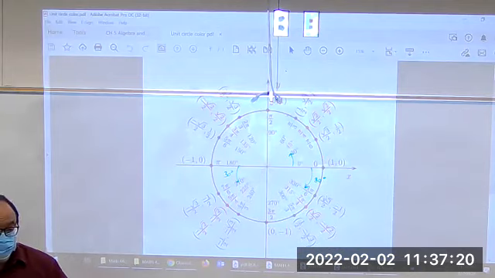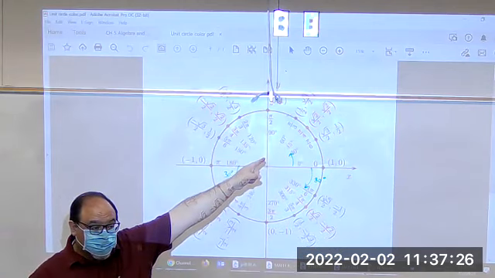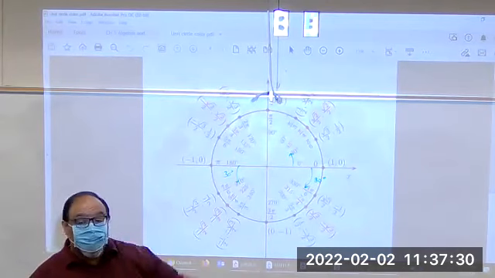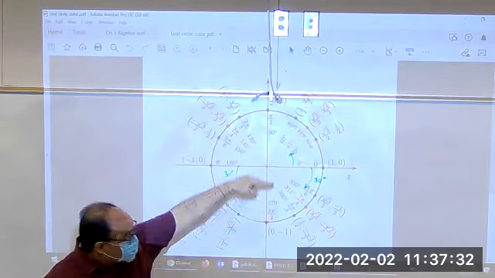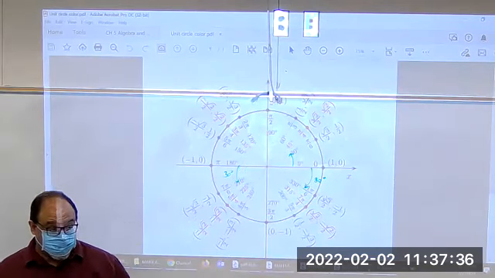So here's the deal. It looks like a lot, but it's all about quadrant 1. It's the same numbers all around the circle, but it's all back to quadrant 1. It's all back to 0, 30, 45, 60, and 90. If you know those, you know everything.